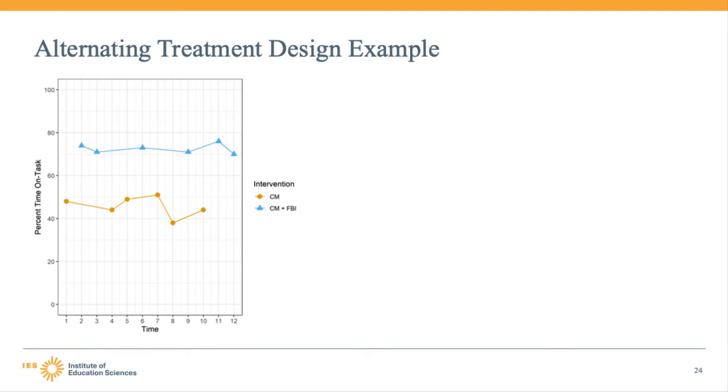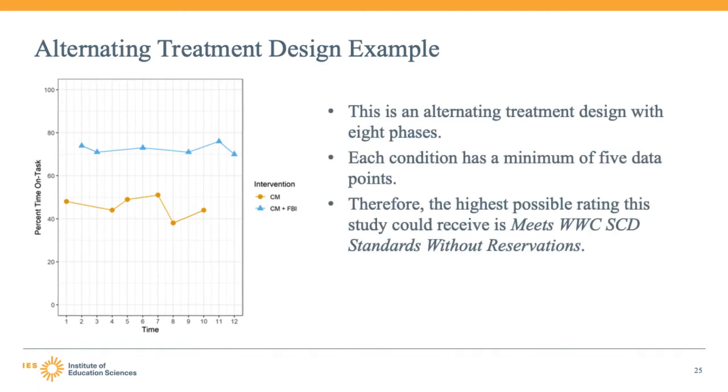A contingency management intervention condition, what we will call CM, and a contingency management plus functional behavioral intervention condition, which we will call CM plus FBI. This alternating treatment design includes 8 phases. The first CM phase occurs at time 1. The second CM phase occurs at times 4 and 5. The third CM phase occurs at times 7 and 8, and the fourth CM phase occurs at time 10.